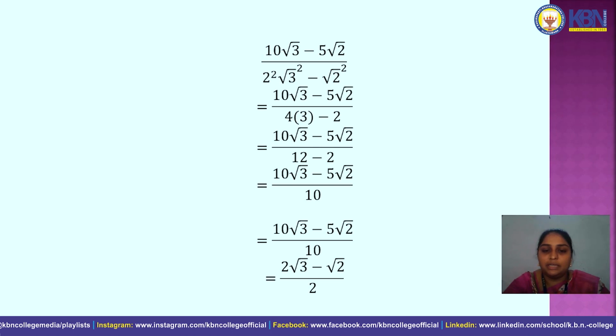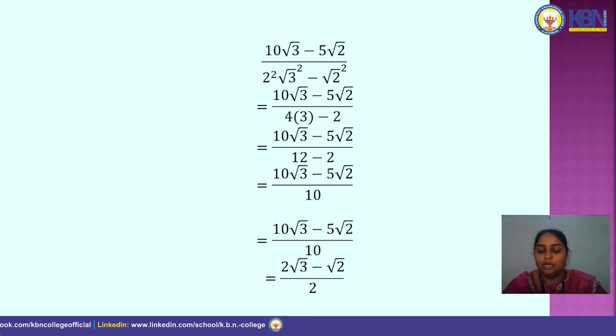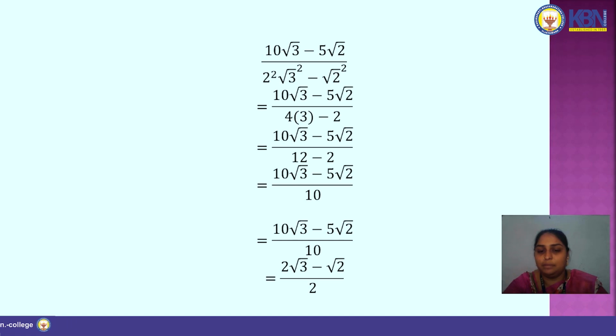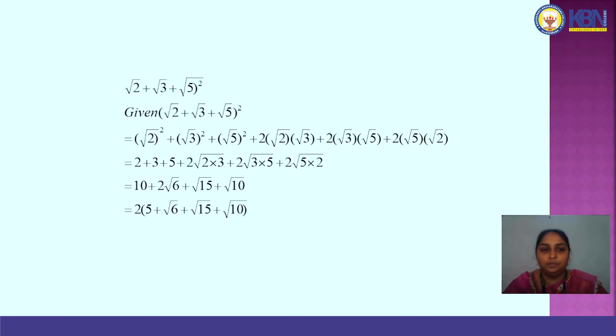From the numerator we take the common factor 5, then we get 5 into 2 into root 3 minus 5 into root 2, by 5 into 2. After cancellation, the answer is 2 root 3 minus root 2 by 2. Therefore, 5 by 2 root 3 plus root 2, by doing the rationalization, can be reduced to 2 root 3 minus root 2 by 2.